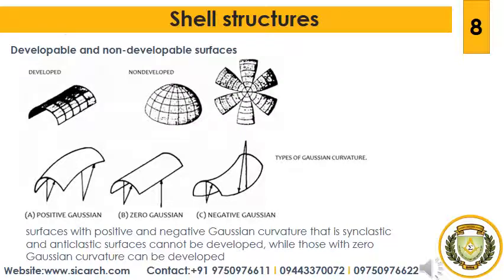So next we will see about developable and non-developable surfaces. Surfaces with double curvature cannot be developed while those with single curvature can be developed. In other words, surfaces with positive and negative Gaussian curvature, that is synclastic and anticlastic surfaces, cannot be developed while those with zero Gaussian curvature can be developed.